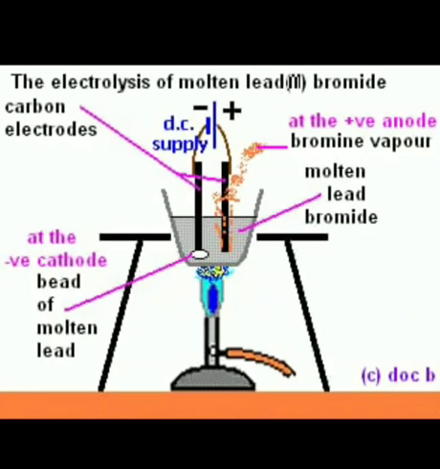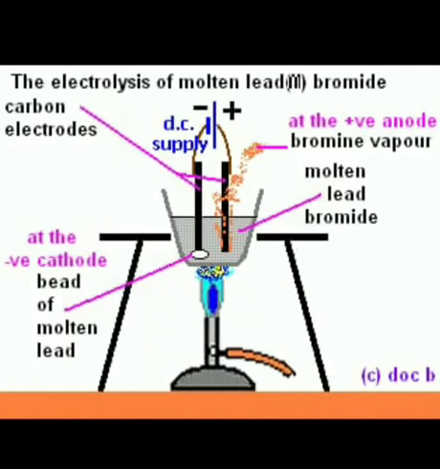Lead bromide, that is PbBr2. Here two electrodes are used, the cathode and the anode. The cathode is made of carbon and the anode is also made of carbon. That means both electrodes are inert, that means they do not take part in the electrolytic reaction. And the electrolyte here is molten lead bromide, PbBr2. When you give heat, it starts to melt and dissociates into Pb2+ and Br-.